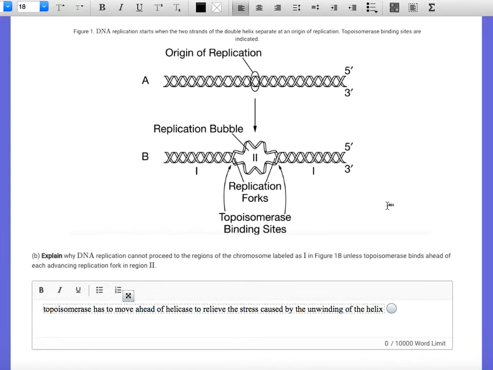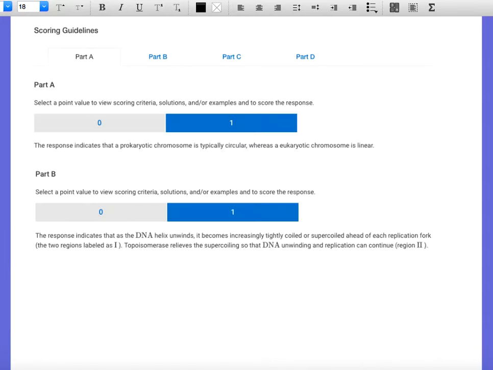Cool. So let's just double check that real fast. So yeah, prokaryotic chromosome circular, eukaryotic chromosome is linear. I guess they didn't care about origins of replication at all. Thanks for nothing, College Board.